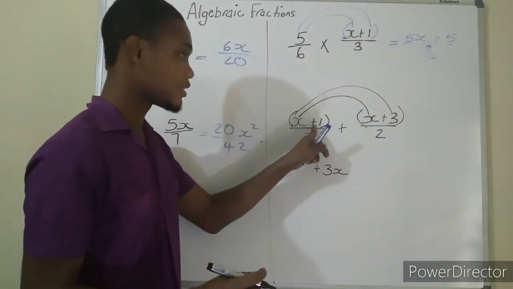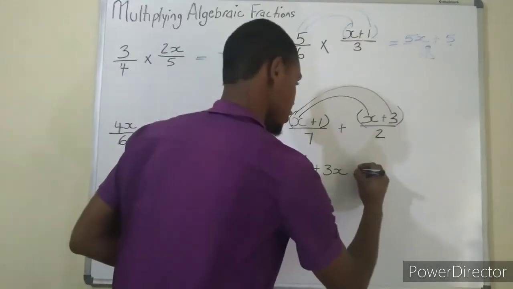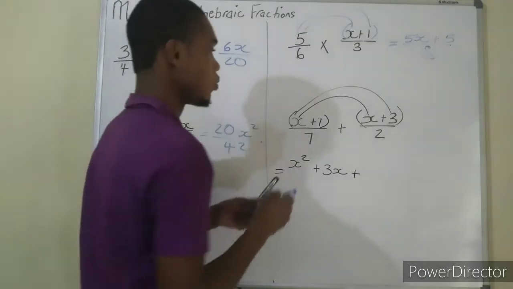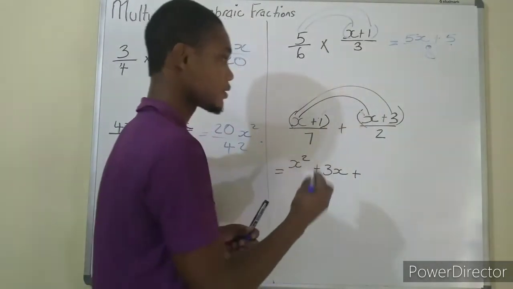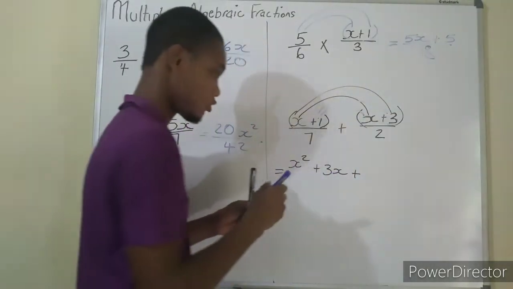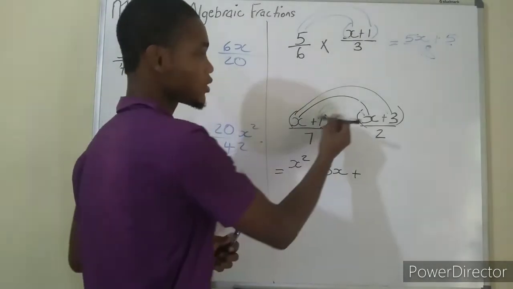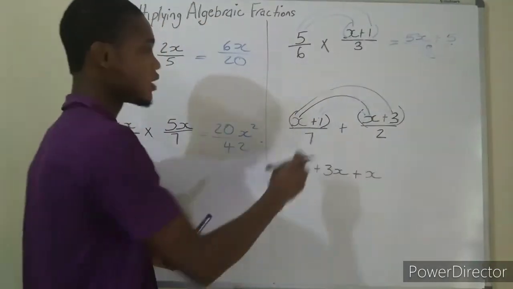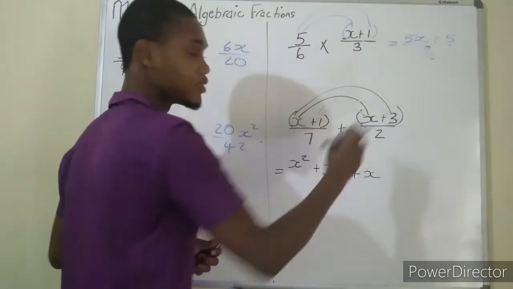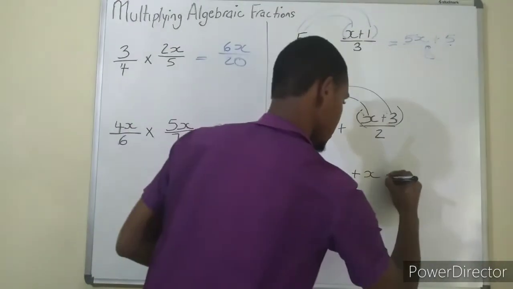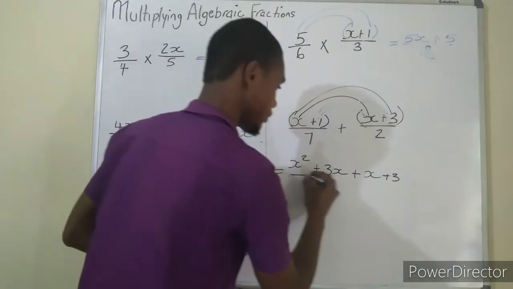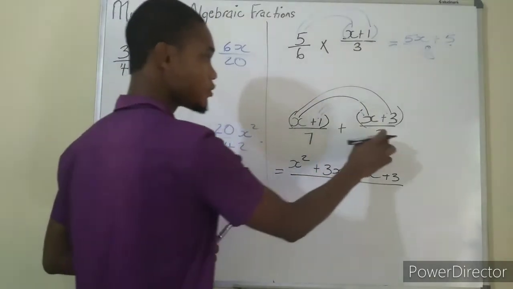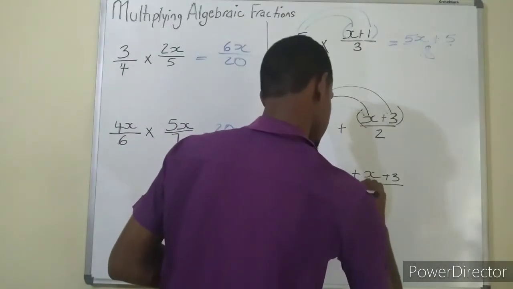Now, this part says it's a plus 1. So you put back your plus 1, so it will now be 1 times x and 1 times 3. So 1 times x, or positive 1 times positive x, gives you a positive x here. Then the next one is 1 times positive 3 to give you a positive 3 there. And you put that over the denominator, which is 7 times 2 gives you 14.